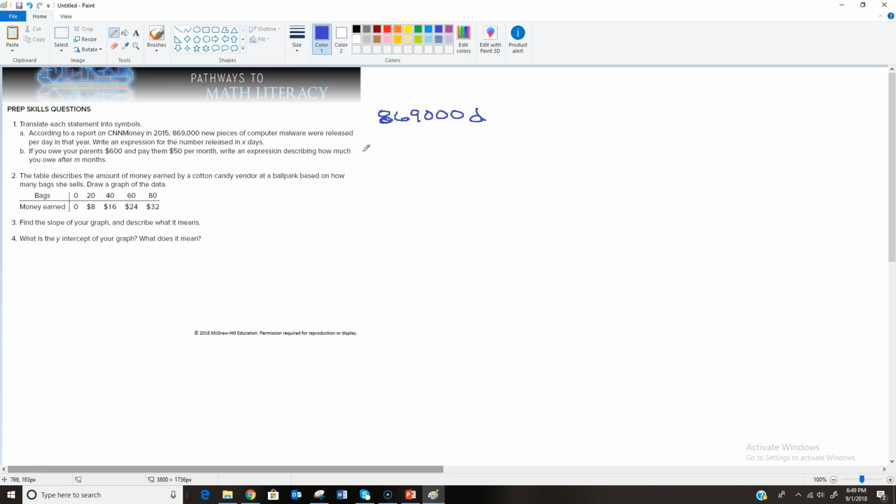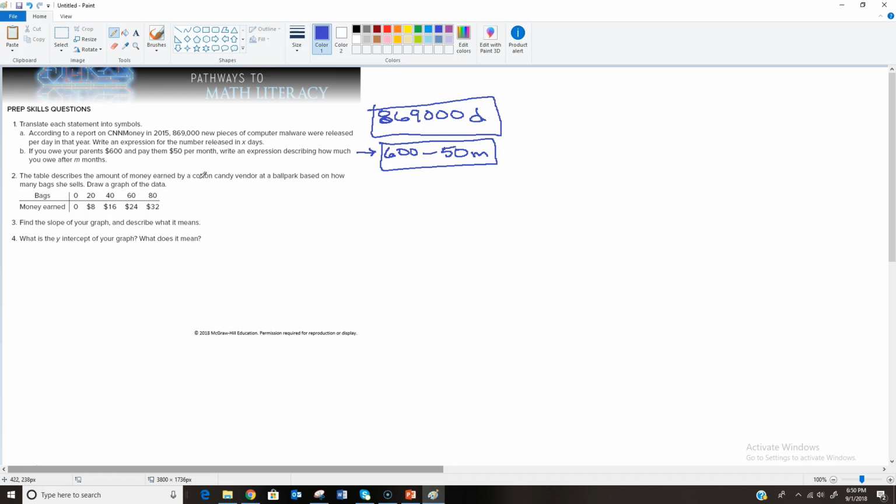If you owe your parents $600 and pay them $50 per month, write an expression describing how much you owe. Well, in this case, we have a starting value, so we started at $600 as far as how much you owe them, and you're decreasing by $50 every month. So our starting value, our y-intercept, is 600, and then we're decreasing by our slope of $50 per month. So there's our first two answers there.